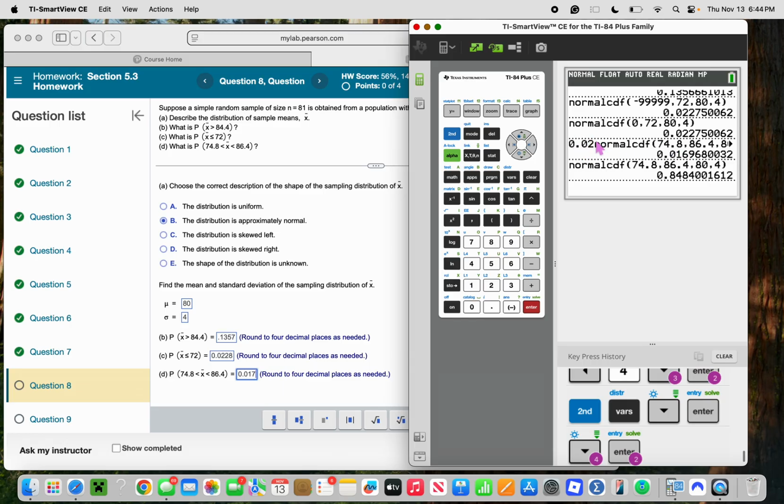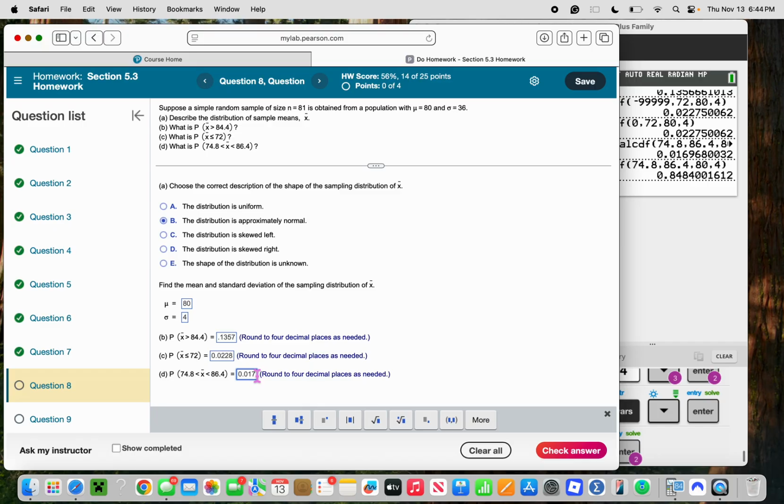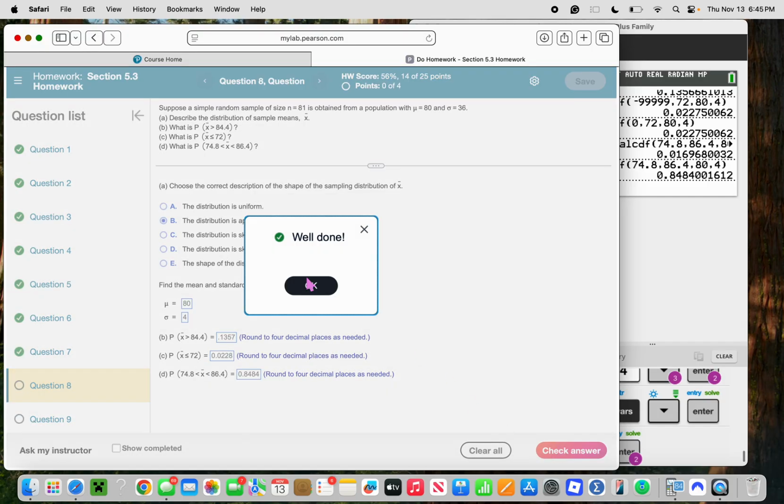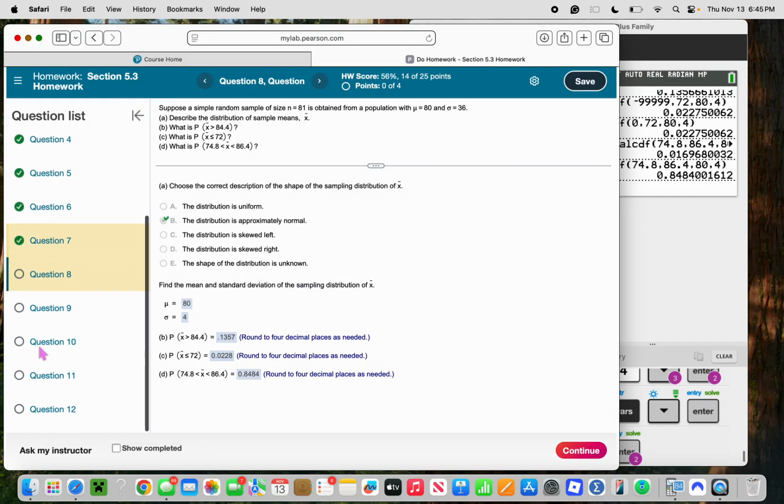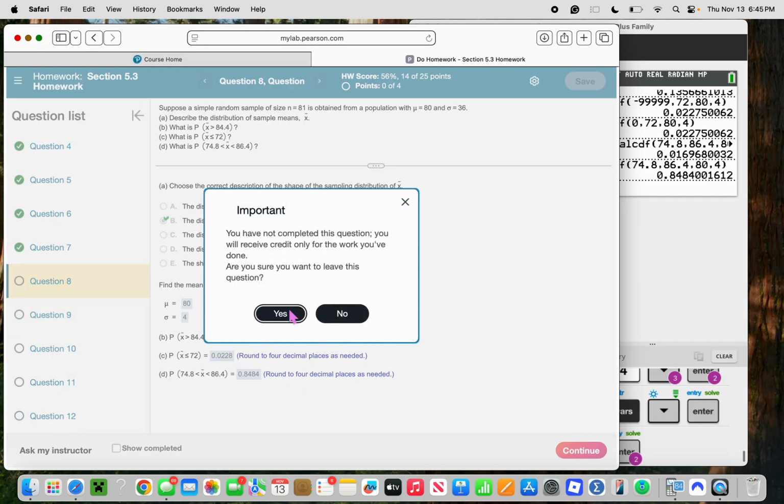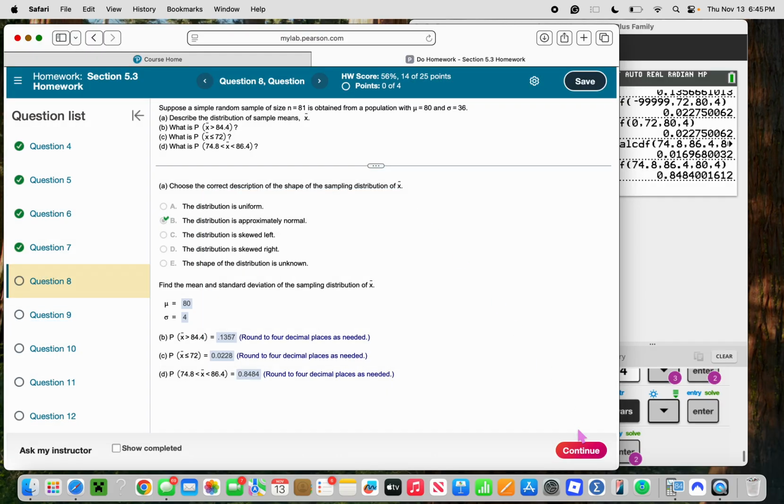So be careful, because if you already have something in your calculator, it could, and it will obviously, affect the probability that you get. So again, checking for errors is important. And that is how we're finding that probability. Continue.